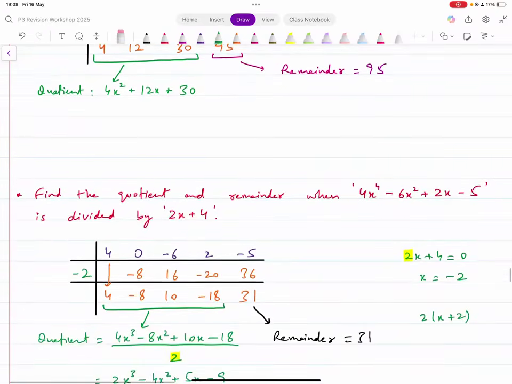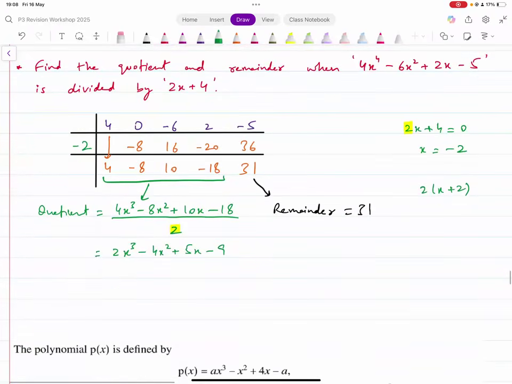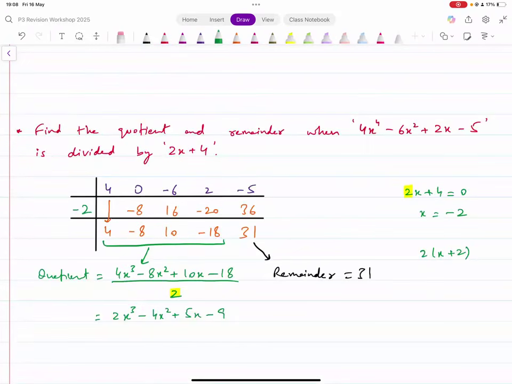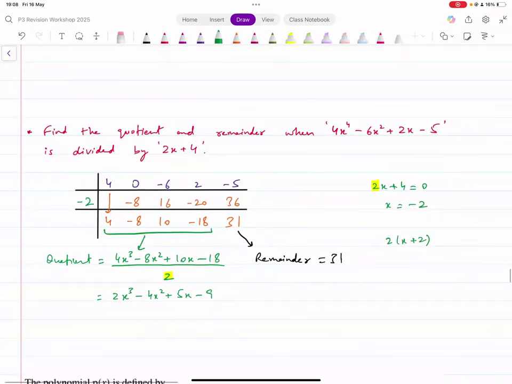This only works for linear divisors. Otherwise, you would just use long division. So those of you who know this, you can use it like this. Don't forget to divide by the coefficient of x at the end for the quotient.